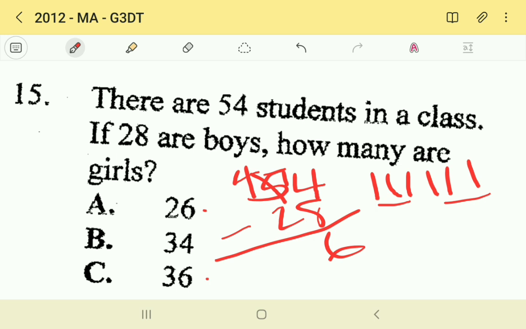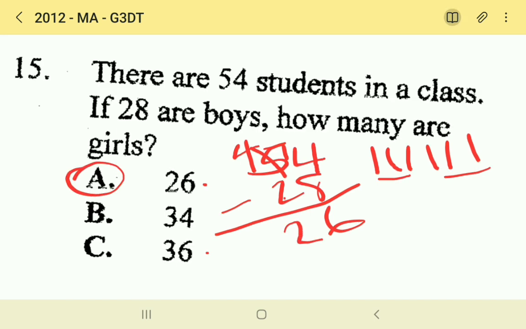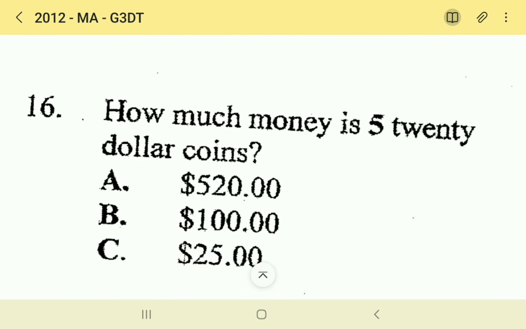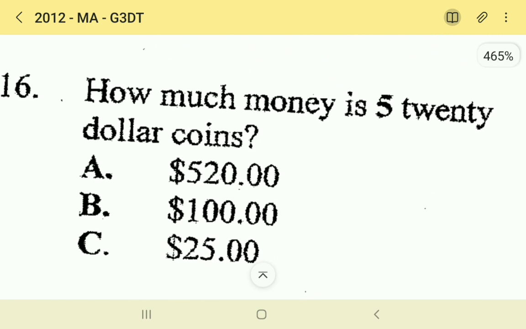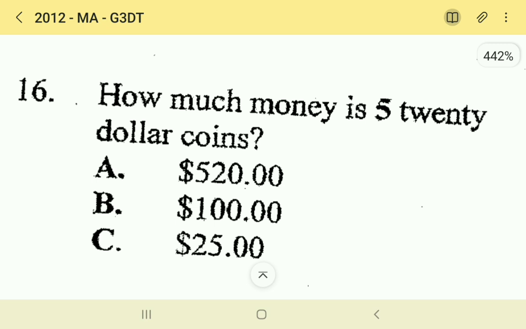Still have to work some more. 2 from 4 is 2. So the answer is A, 26. Moving on. Hope I'm not going too fast. I might be too fast for some people, too slow for some, and just right for others.